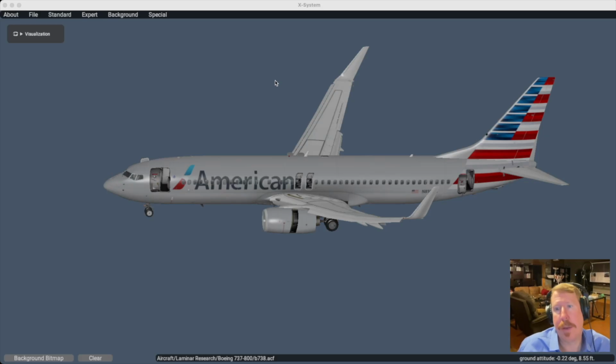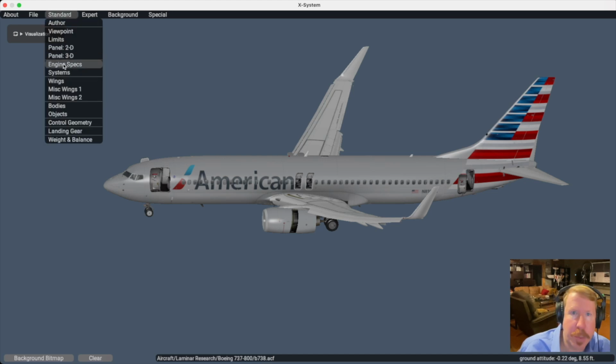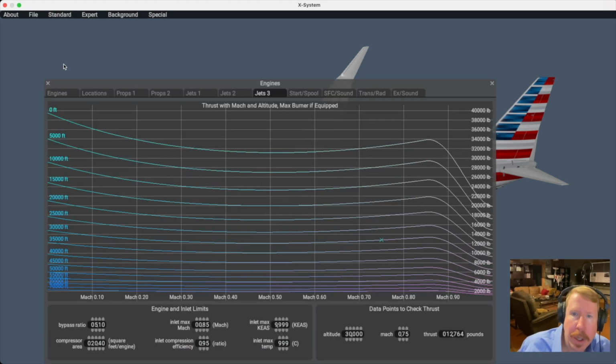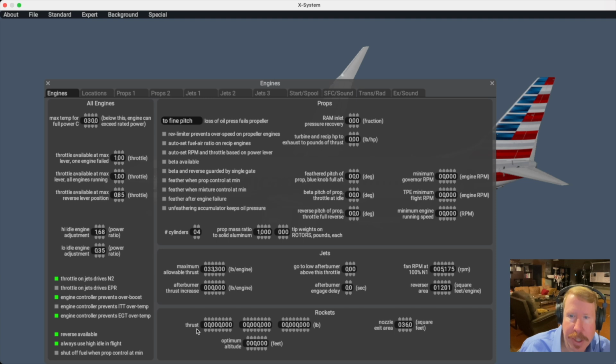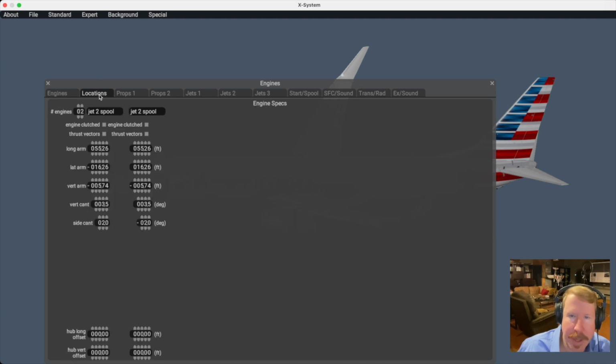Okay, so here we are in PlaneMaker in our 737. We'll do the subsonic airplane first and the supersonic airplane, just like we did at the whiteboard. Let's go to engine specs. We'll go to the engines tab. Enter your maximum allowable thrust and afterburner thrust increase. This has been the same since X-Plane 1. I'm not going to spend your time going over that in detail. It's so obvious. Engine location.